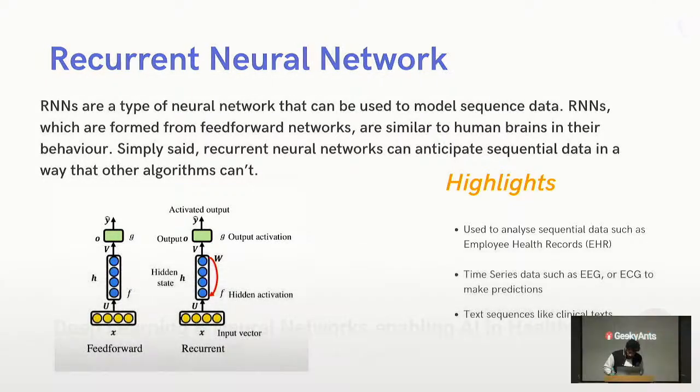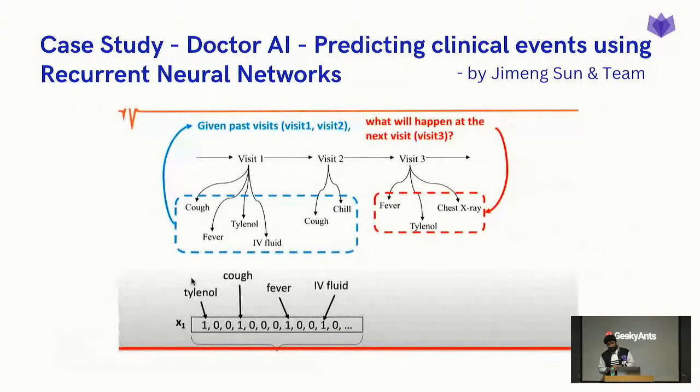So I'm going to talk about one such case study called Dr. AI. It was done by Jimeng Sun and team. They had written a research paper. And what did they work on? They worked on predicting clinical events. Like I told you, recurrent neural networks understand what happened before, what's happening now, and what can happen in the future.